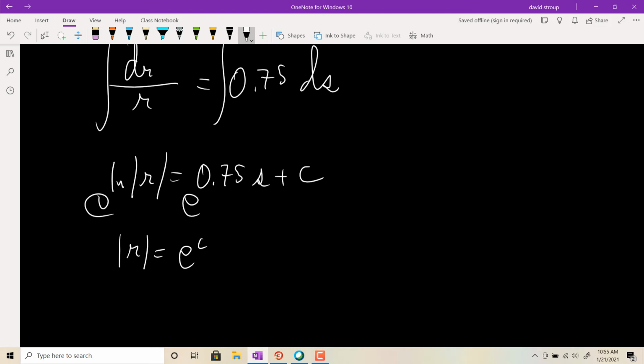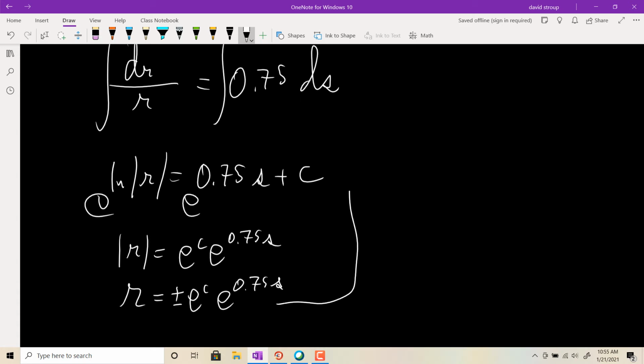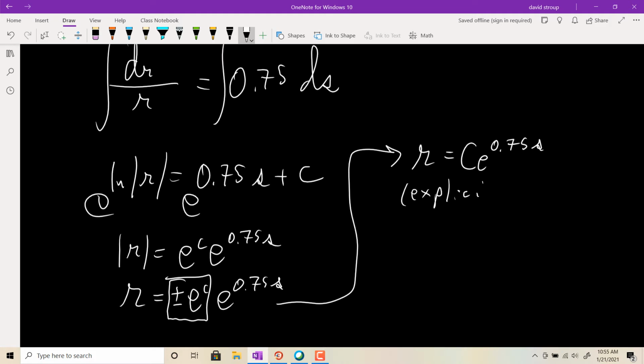equals e to the c, e to the 0.75s. Drop the absolute values, plus or minus e to the c, e to the 0.75s. And finally, we can replace this thing with a big C. So R equals C e to the 0.75s. So in this case, it's mandatory to get that explicit solution, this R equals something.